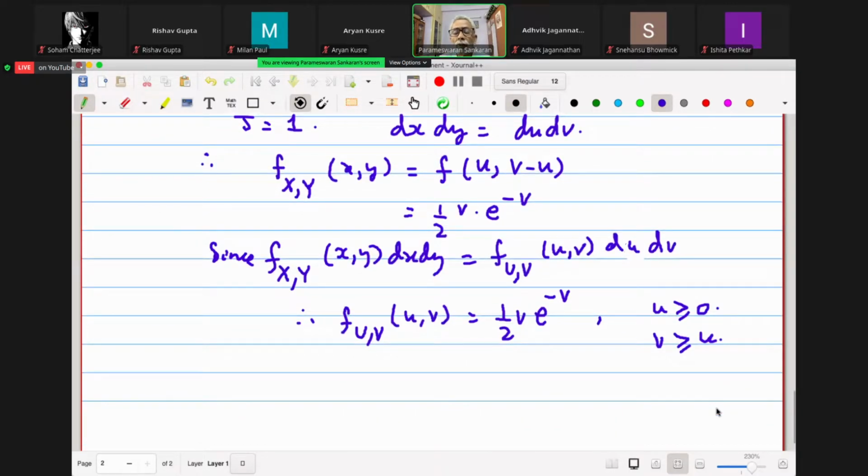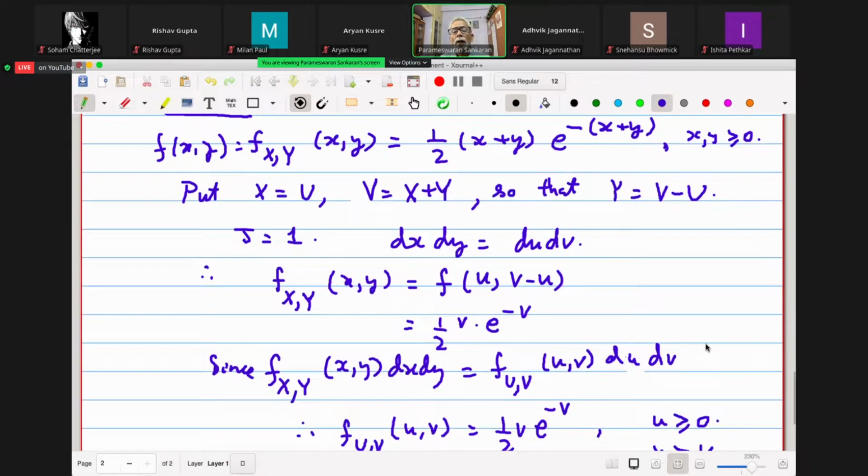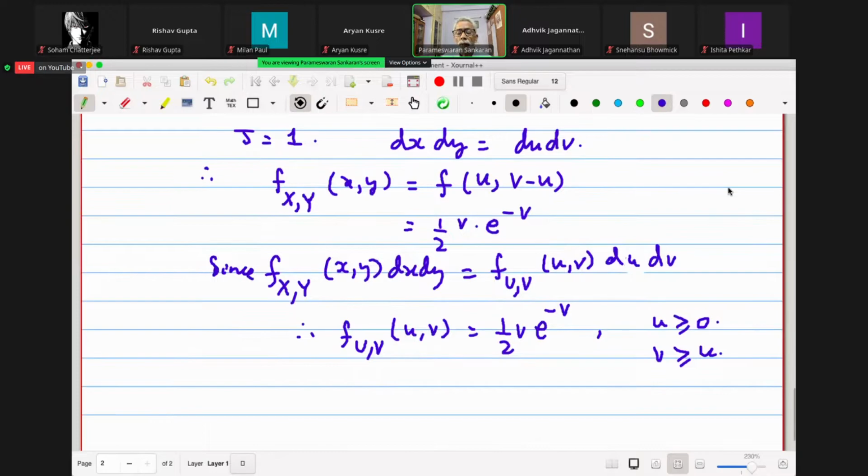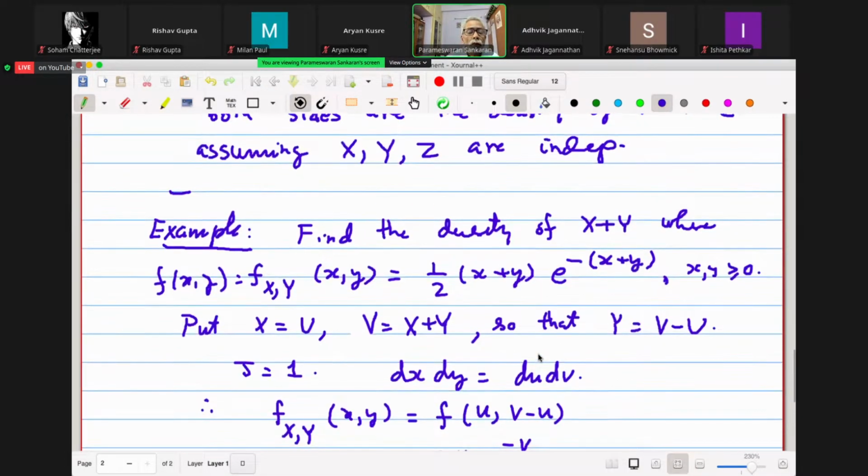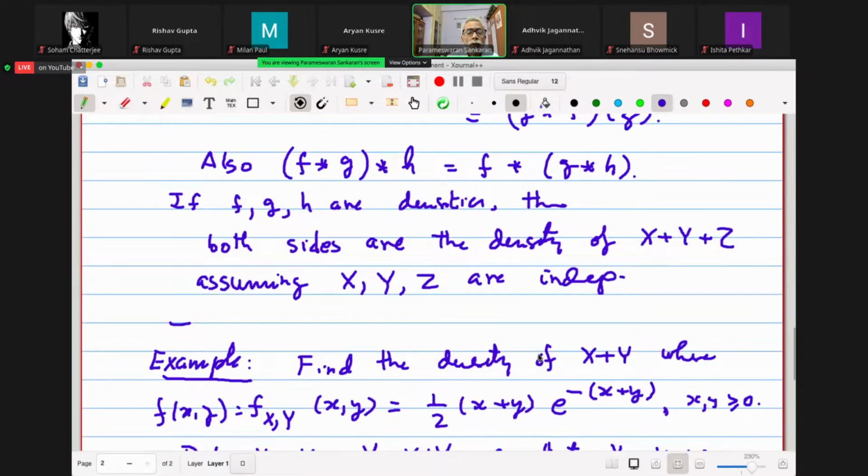So the difference between f and this thing is that here the domain is not just simply v bigger than or equal to 0. V is bigger than or equal to u. How do you get that? Because y is bigger than or equal to 0. That means v minus u is bigger than or equal to 0, which means the same thing as v is bigger than or equal to u. So this is the thing. Or equivalently, you can write 0 less than or equal to u, and this is less than or equal to v. And of course, v can go up to infinity, no problem. This is it.